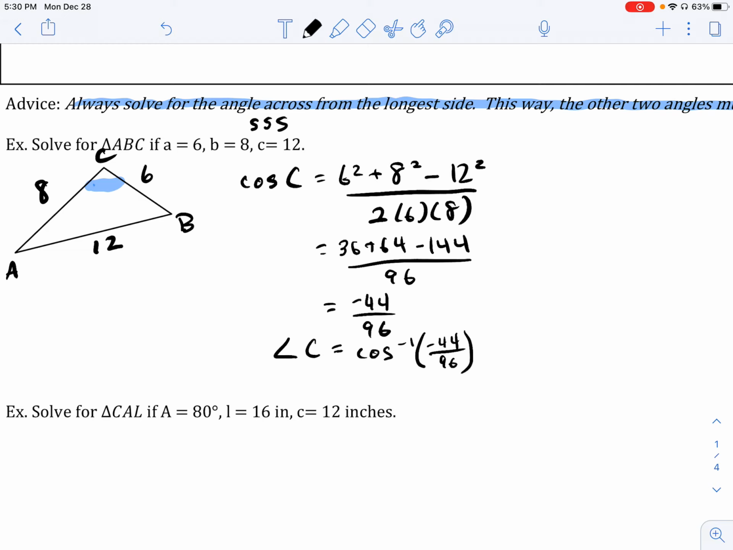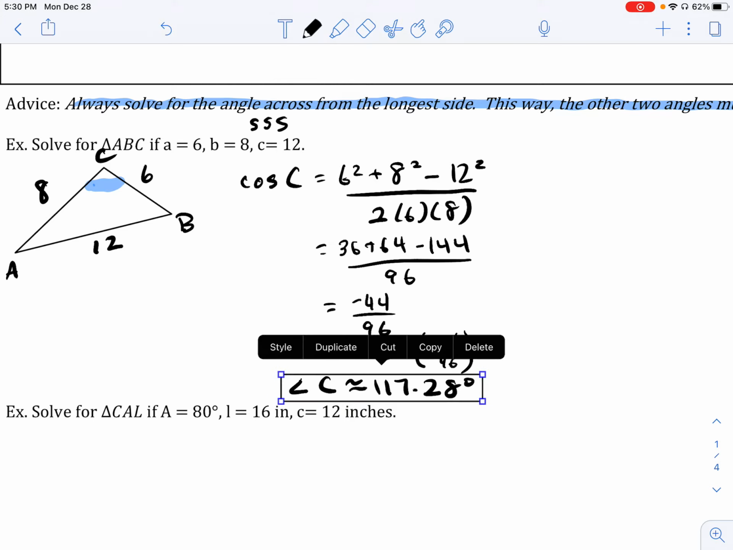And I want to pause here and make sure that we understand, since we are taking the arc cosine of a negative value, I know that my angle already, when is cosine going to be negative? My cosine is going to be negative when my angle that I'm evaluating it at is in quadrant 2, when it's an obtuse angle. That's the only way that I could get a negative cosine. I can't get a negative cosine in quadrant 1. If I put this into the calculator, I see that angle C is approximately 117.28 degrees.